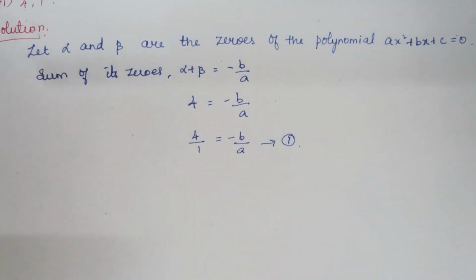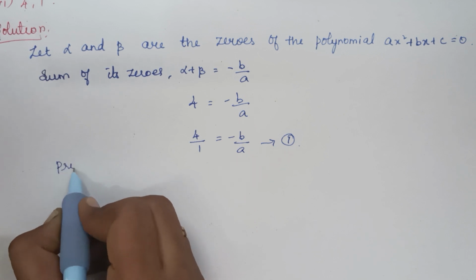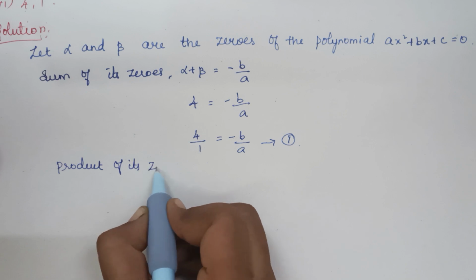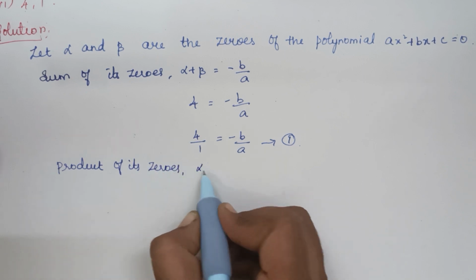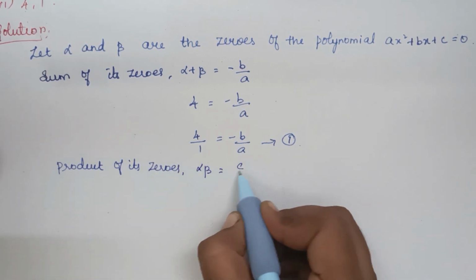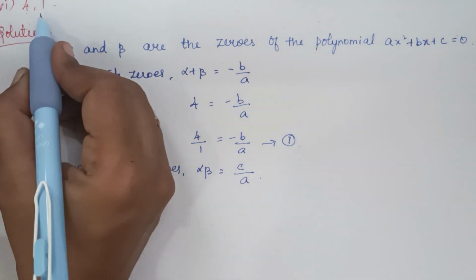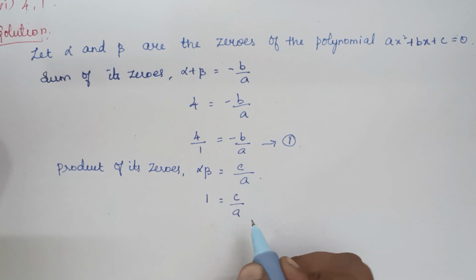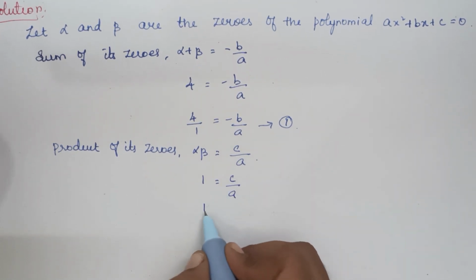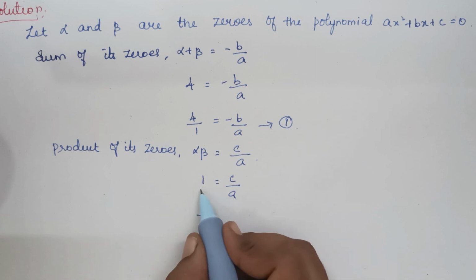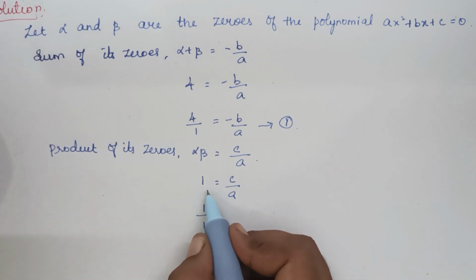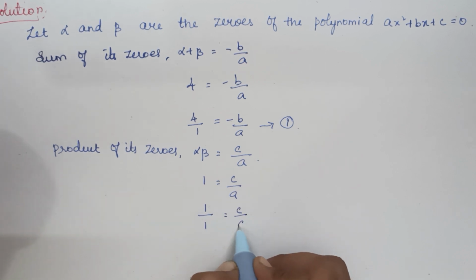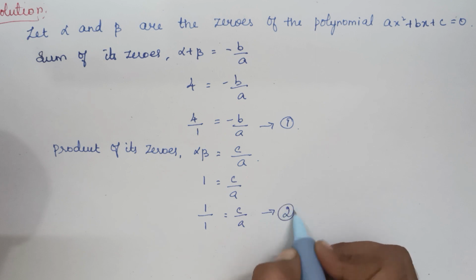And then the product of its zeros. Product of its zeros, that is alpha into beta, is equal to c by a. So we know the value of alpha beta is equal to 1, equal to c by a. If nothing is mentioned in the denominator, we can consider 1 as the denominator. So 1 by 1 is equal to c by a. So let me take this equation as number 2.